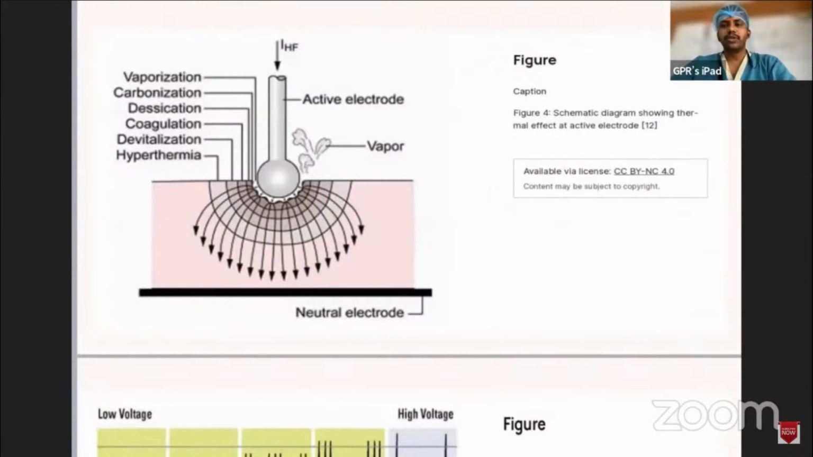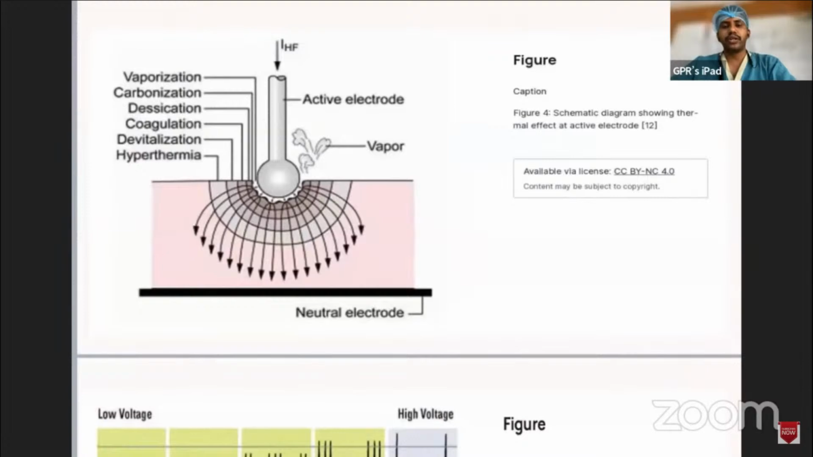The immediate place will go for vaporization, which is dehydration of the particular tissue. The next area will go for carbonization, also called eschar formation. Below that, it will go for desiccation, which is a contact way of coagulation. Then comes the coagulation, which happens to the more lateral tissue.